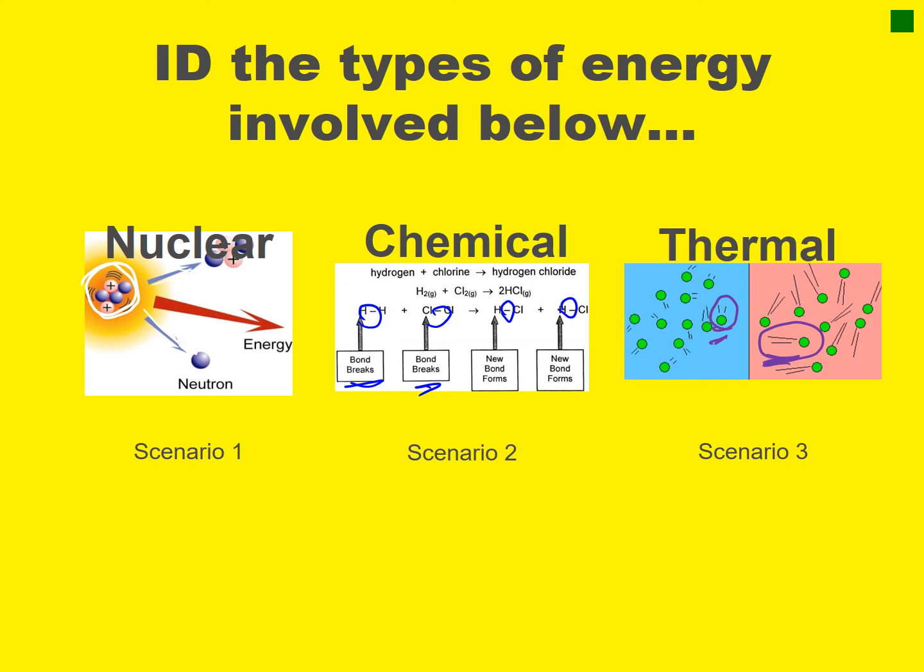All right, hopefully you understand that there are three main types of energy found in chemistry: nuclear, chemical, and thermal, and have a basic understanding of what each energy is and involves.